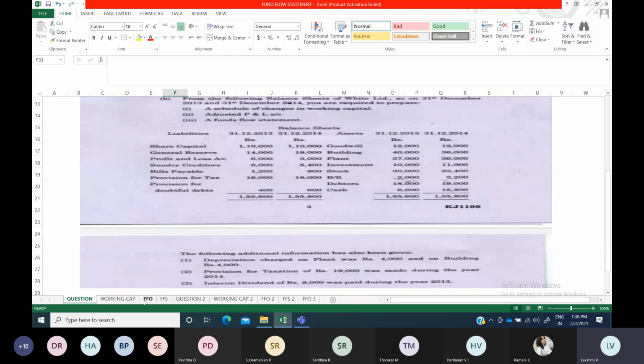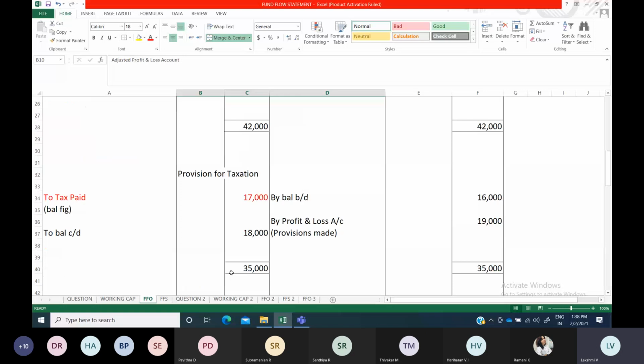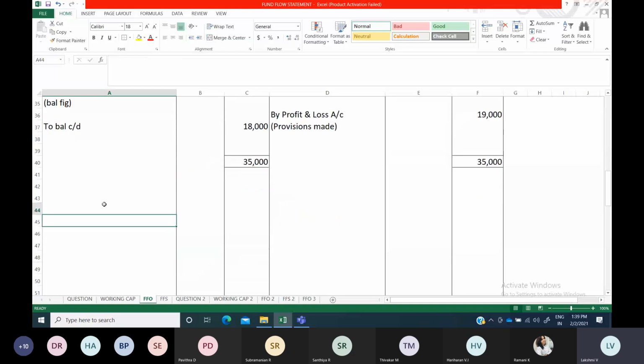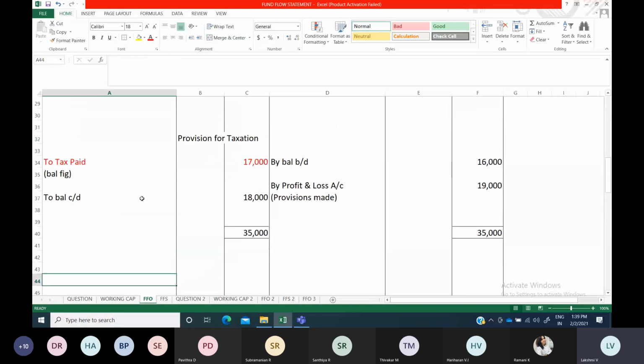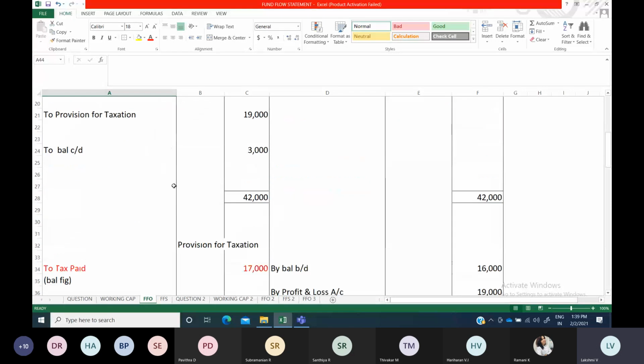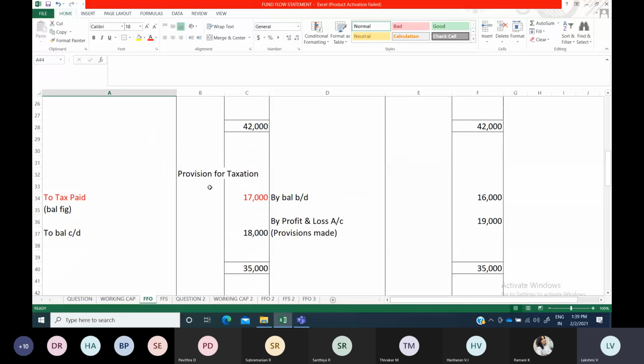Now let us first prepare. After the provision, all these are working notes only. Provision for taxation, everything are working notes. You can even mention working note 1, working note 2, like that. They only require you to prepare three things, as you know the steps to prepare a fund flow statement, only three steps. But all these are working notes which you require in order to enter amounts here.